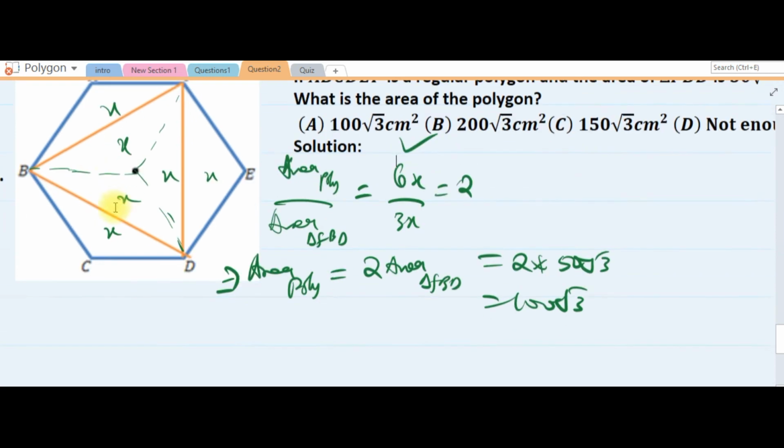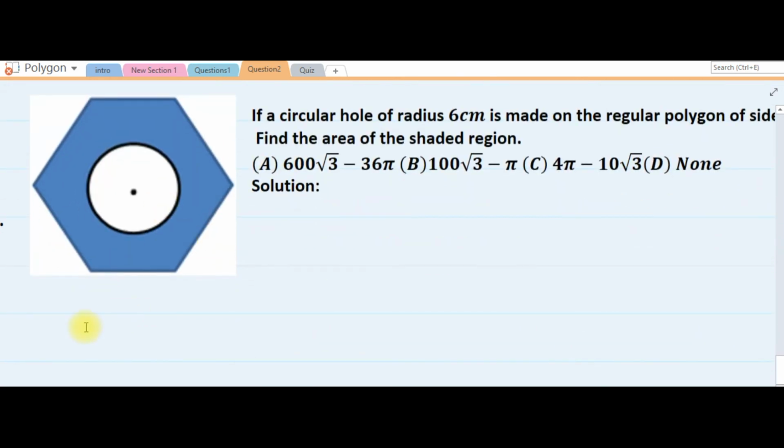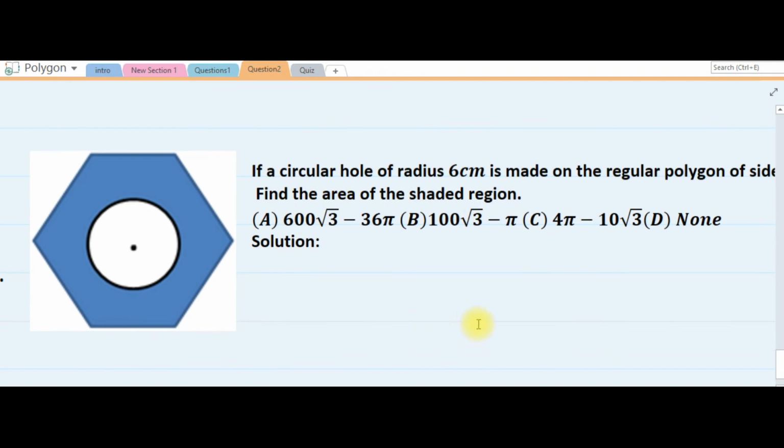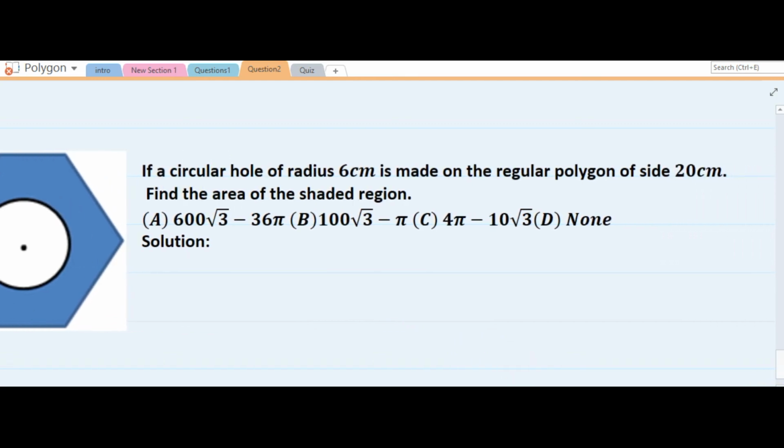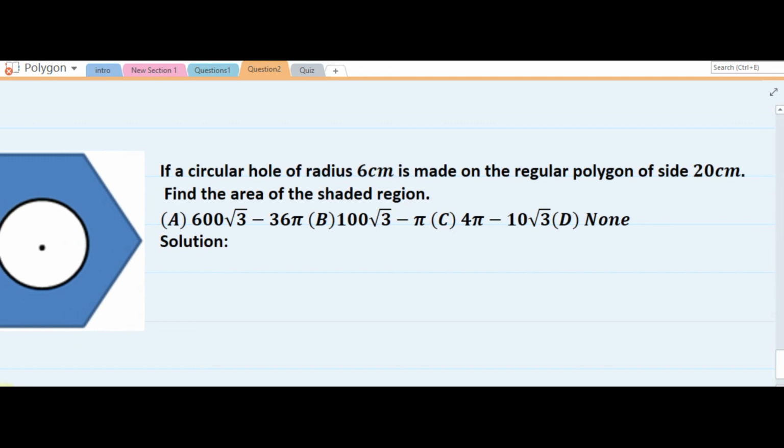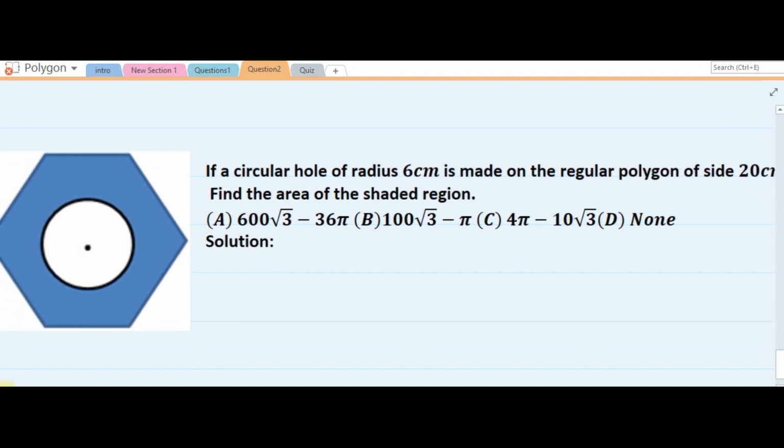So you don't need to waste your time there. So the next question, we are given a hole of radius 6 cm made up of a regular polygon of side 20 cm. We're asked to find the area of the shaded portion.